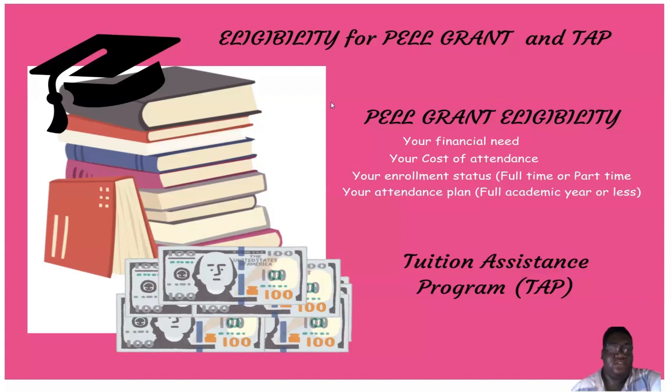Another type of financial assistance is the Pell Grant eligibility. It takes into account your financial need, your cost of attendance, your enrollment status, either full-time or part-time, and your attendance plan, which is having a full academic year or a semester or less than a semester. The Tuition Assistance Program, or TAP, also takes into account these factors.